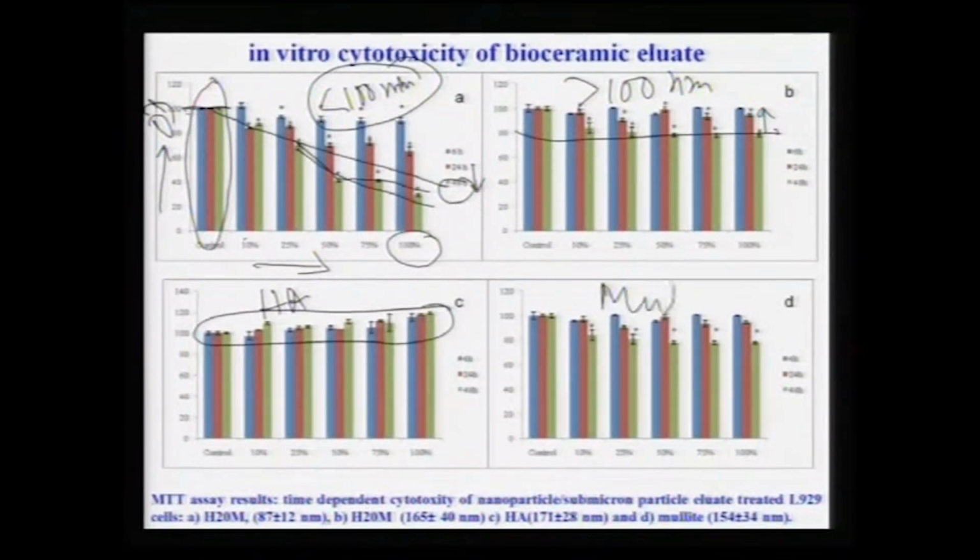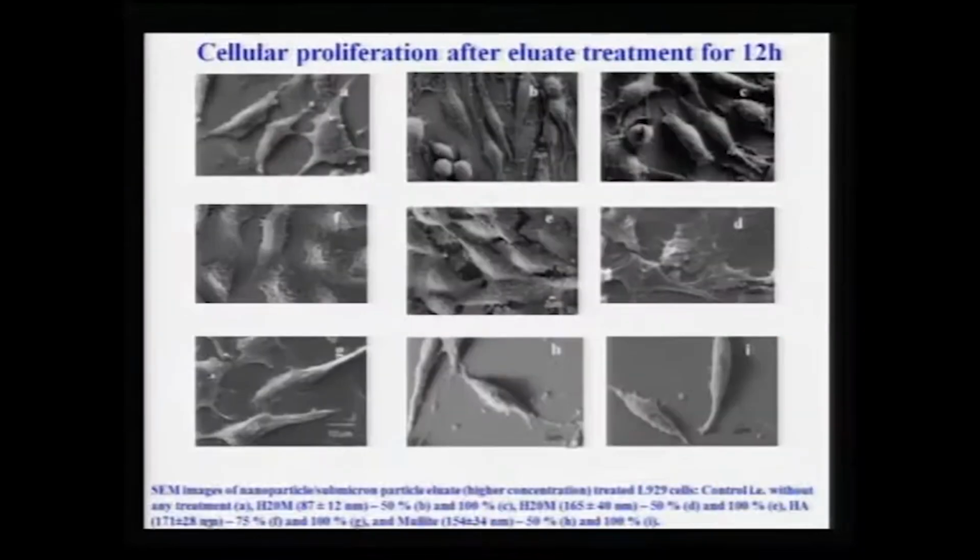This is the case for pure mullite, and you normally see 80% or less, and above that, 80% or 75%, 100% mullite concentration. This is the typical cell morphology of the L929 fibroblast cells. What you see here is that cells are proliferated in some cases, but there is a limitation on the number of cells proliferated when you are treating them with the mullite particles, and some small particles we have seen becoming internalized inside the cytoplasm of the cell.